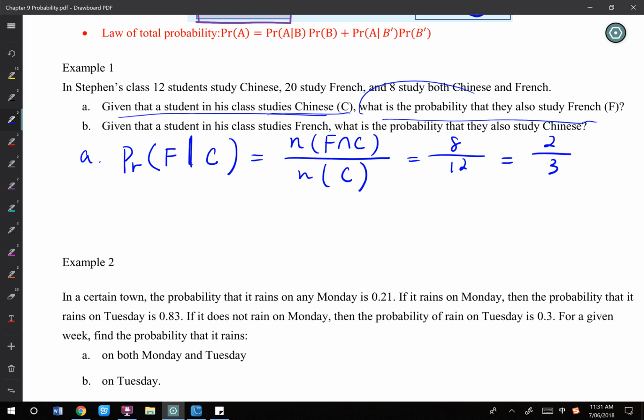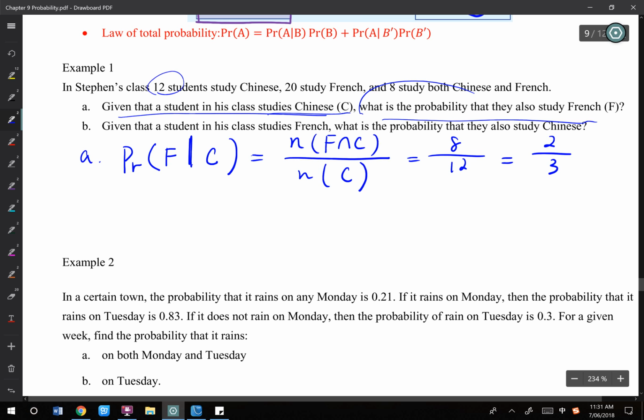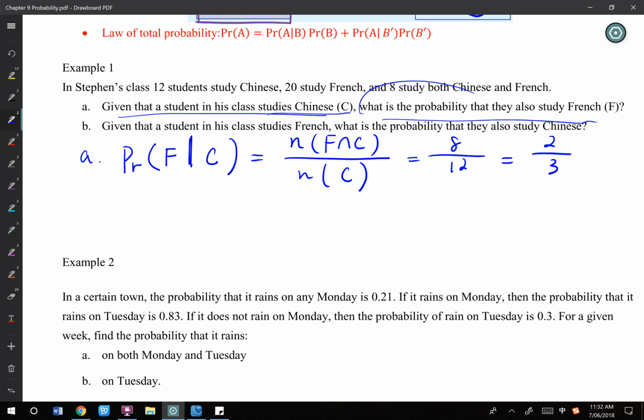Why 4? Yeah, 12 students in the class study Chinese. It can't be Chinese only, because you want French to happen at the same time. Say we have row 1, row 2, row 3 students study Chinese, and row 3, row 4, row 5 study French. How do you know these 12 students study only Chinese? It doesn't say only. It just says study Chinese. It means any student who studies Chinese. It's the total Chinese students.